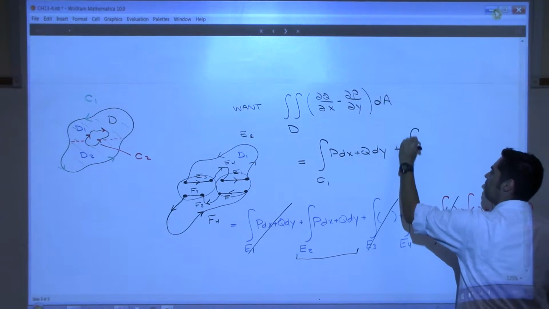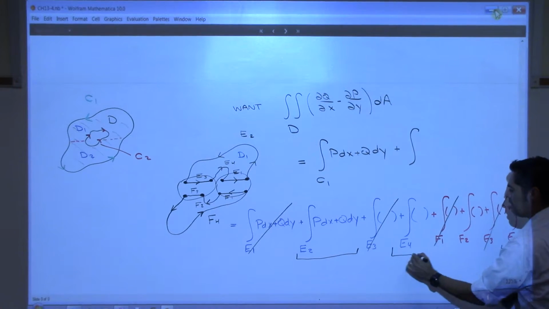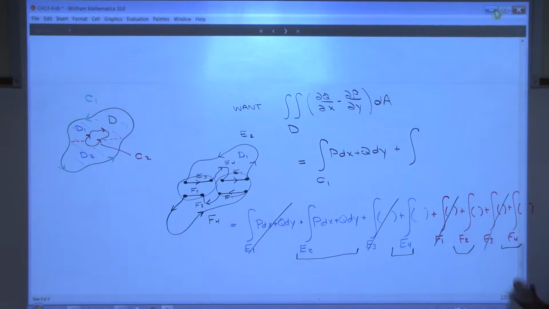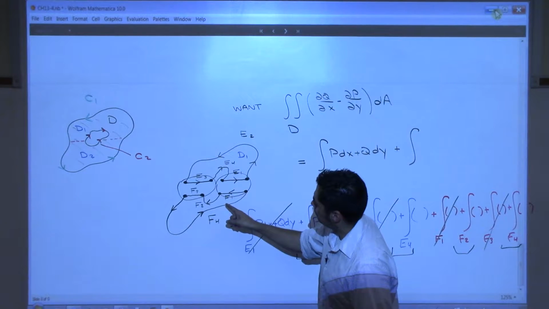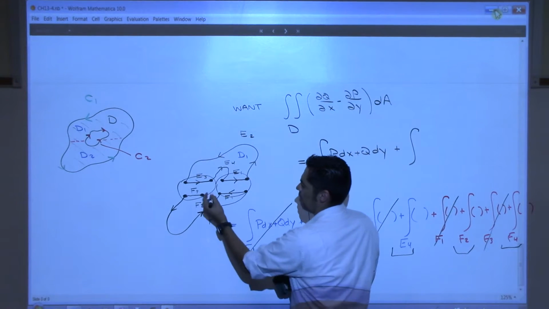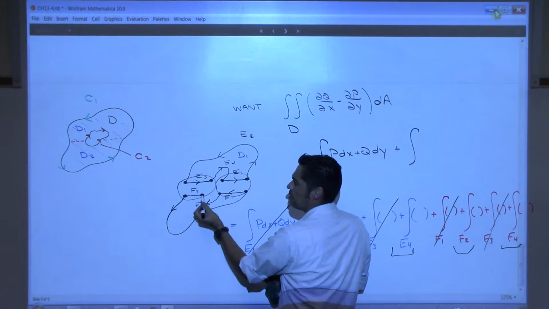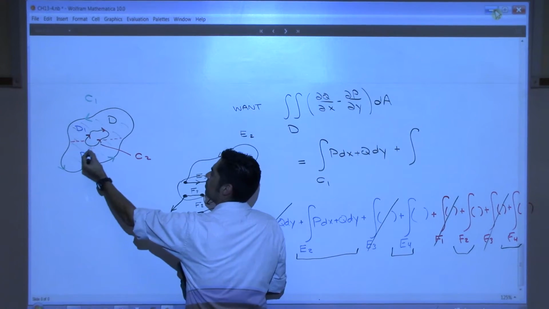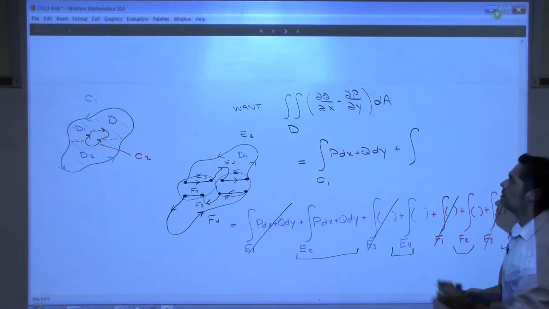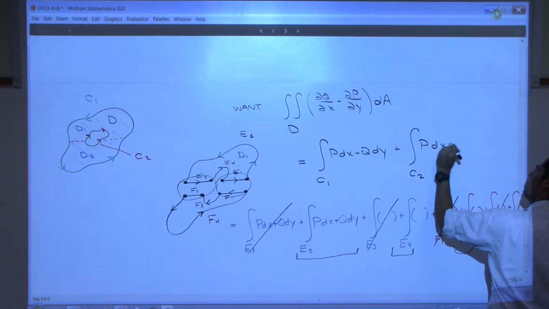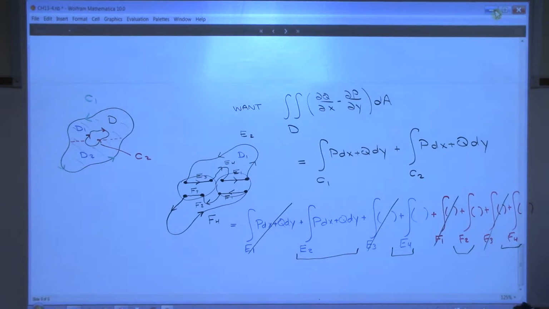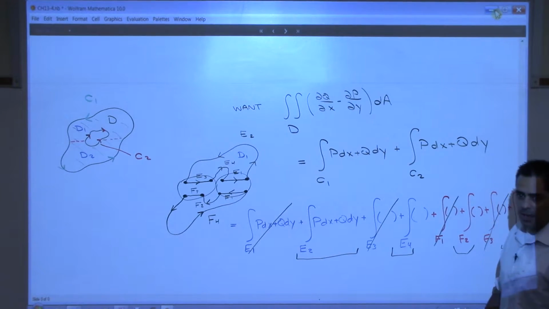Plus, now, what's the others that are left? What's E4 and F2? Where is it? C2, right? It's this right here. E4 continuing on to F2 gives me C2. Understand? P dx plus Q dy. That's it. Okay, now that may not seem like a big deal, but it's going to help us out here quite a bit in just a second.